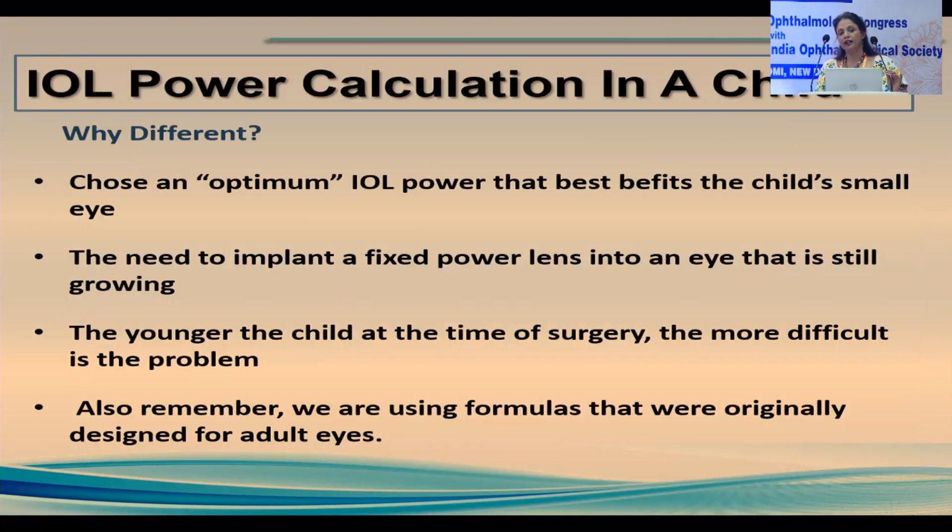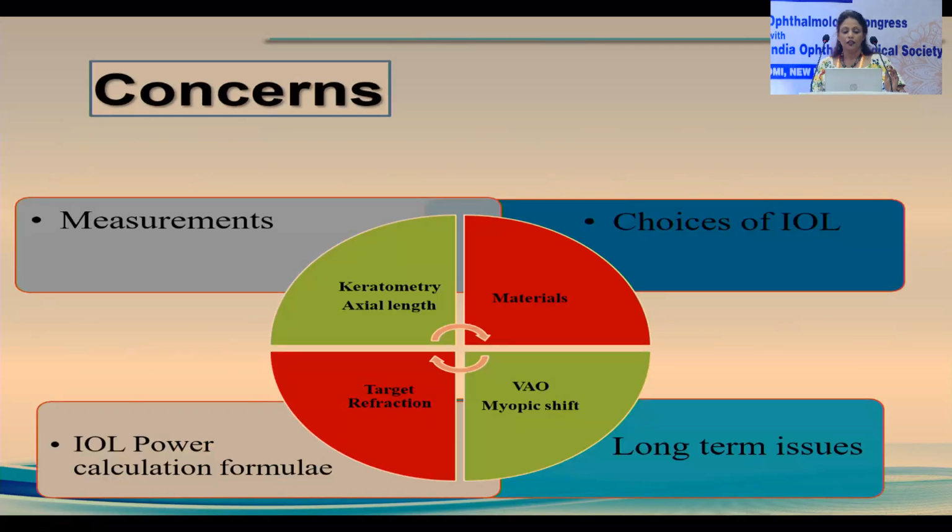So why is it different from that of an adult? Because we are choosing an optimal IOL power for a child's eye which is still growing. So we are implanting a fixed power into a growing eye. That's the biggest challenge which we have. The younger the child, the more difficult the problem. And remember, we are using formulas which have all been designed based on calculations done for adult eyes, not for pediatric eyes.